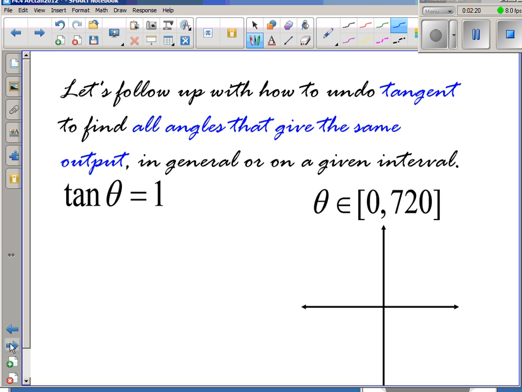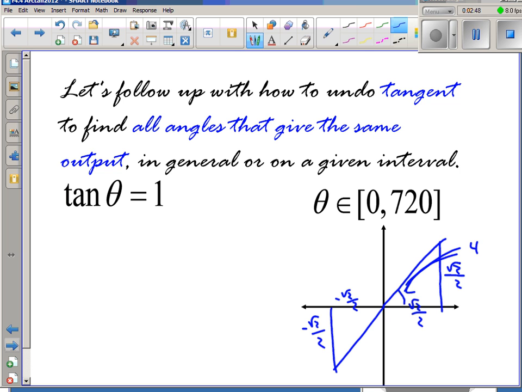For tangent, remember, for positive tangent, all students take calculus, or the opposite over the adjacent. If it's positive, it's in quadrant 1 or quadrant 3. And equaling 1, it's a 45-degree angle. You've got a root 2 over 2 and a root 2 over 2. Both are positive, or down here, both are negative. And the ratio of the same number over itself is a positive 1. So this 45-degree angle here, or this reference of 45, is what we're going to use.